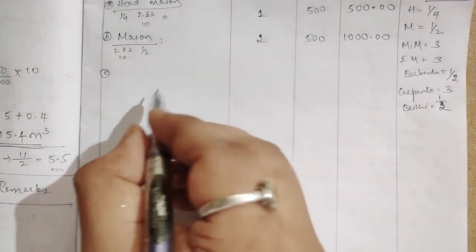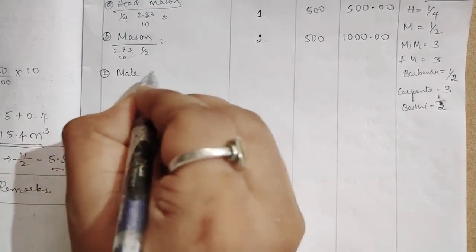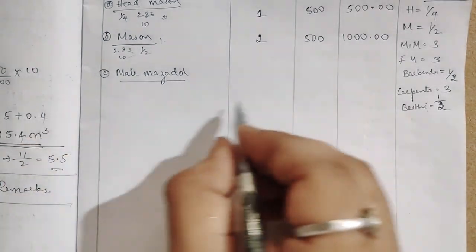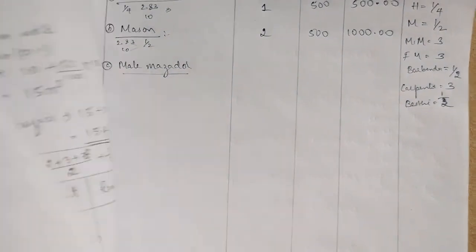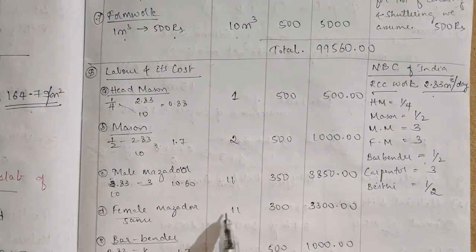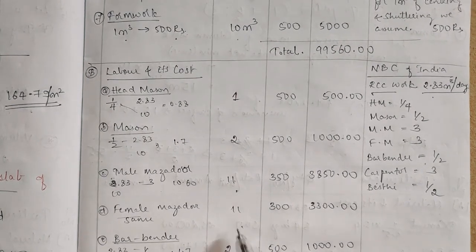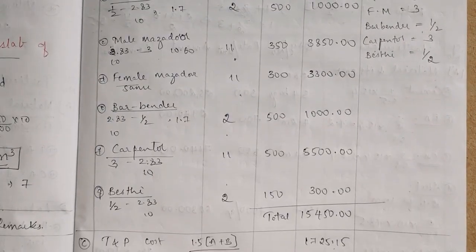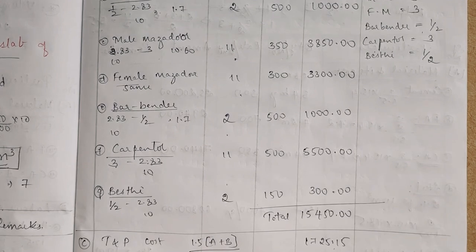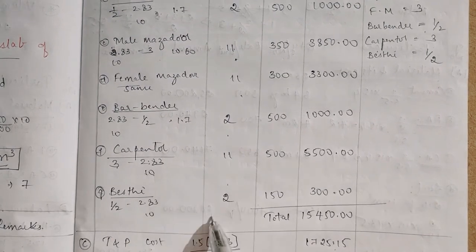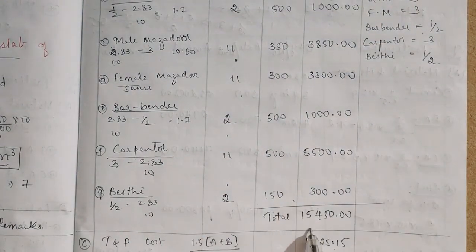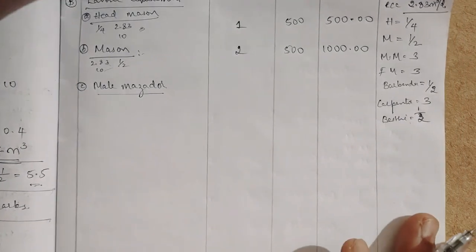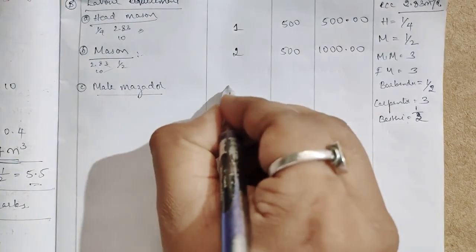Next C will be the male mazdoor. So the calculation is just the previous one, how many male mazdoors we got. See here, we got 11 male mazdoors, female same, barbender 2, carpenter 11, bestie 2. So the same calculation, same rate, same amount and same total will come. So I'll just copy it down because there is nothing new, I had already explained it.